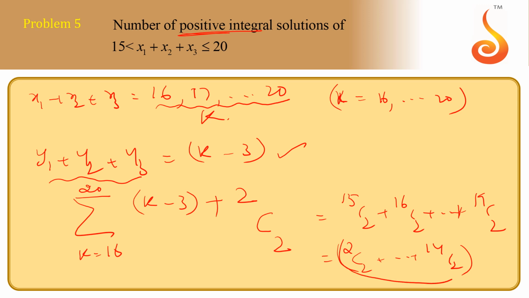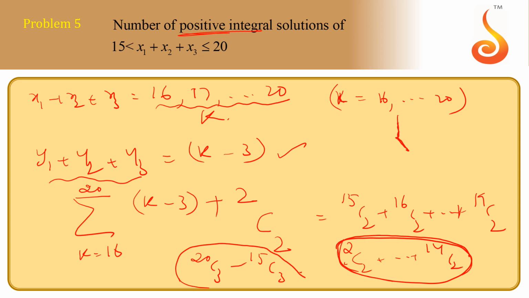So if you add this term and subtract this term to the required term, what will we get? You will get from 2C2 to 19C2. What will happen? Column summation means it should go like this. Column sum will always cross. So 2C2 to 19C2 will be 20C3. Minus, again this 2C2 to 14C2 is subtracted, no? So you will get 2C2 to 14C2 as 15C3. So the answer is 20C3 minus 15C3.